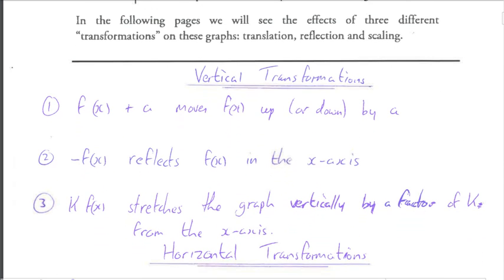So all the vertical transformations, hopefully we've noticed, but we might not have. All of the vertical transformations, the plus a, or the negative sign or the k, are all outside of the bracket here. So that's how to spot the difference. So f of x plus a moves f of x up or down by a. So that's the one that moves the graph up or down. That's the translation. Negative f of x reflects the graph f of x in the x-axis. That's the one that flips it upside down, essentially.